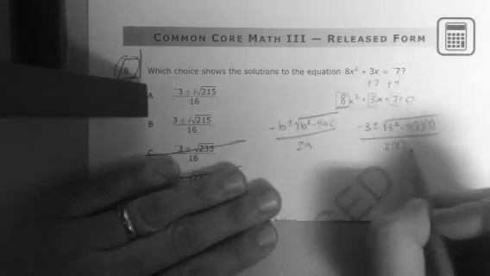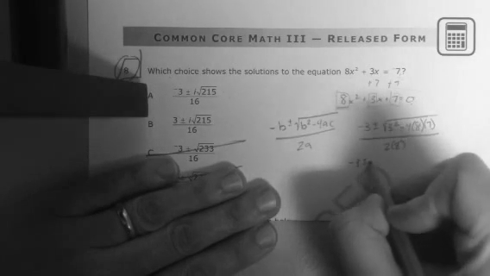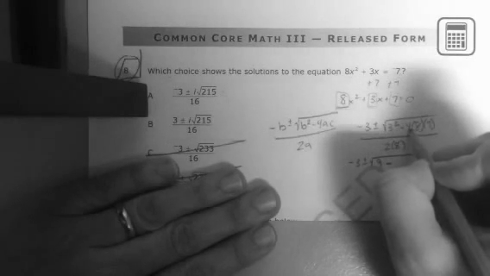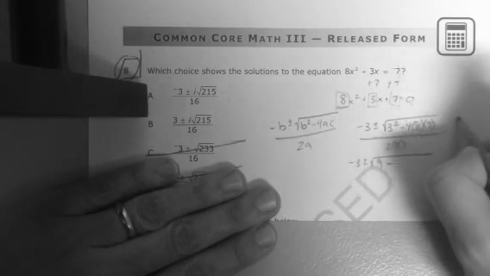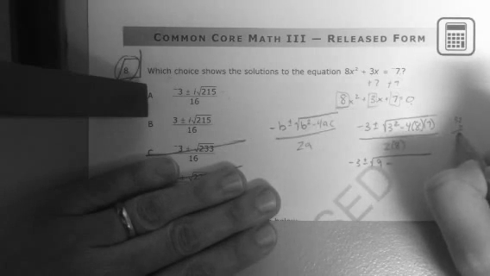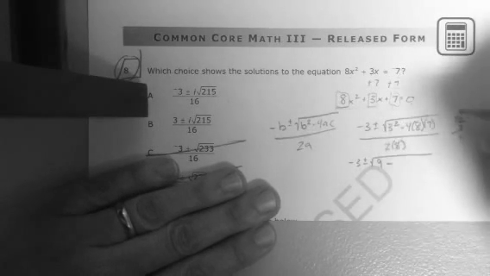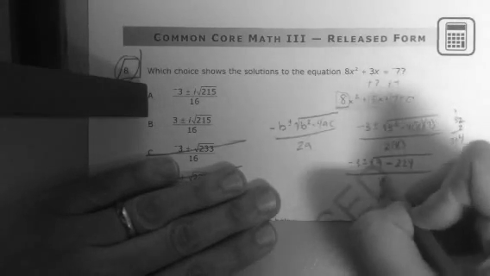And now it's really just an order of operations step. Opposite of b, plus or minus the square root of 9 minus, say, 4 times 8 times 7. That's 4 times 8 is 32, times 7. You, of course, can use your calculator on this. That's 224, all over 16.